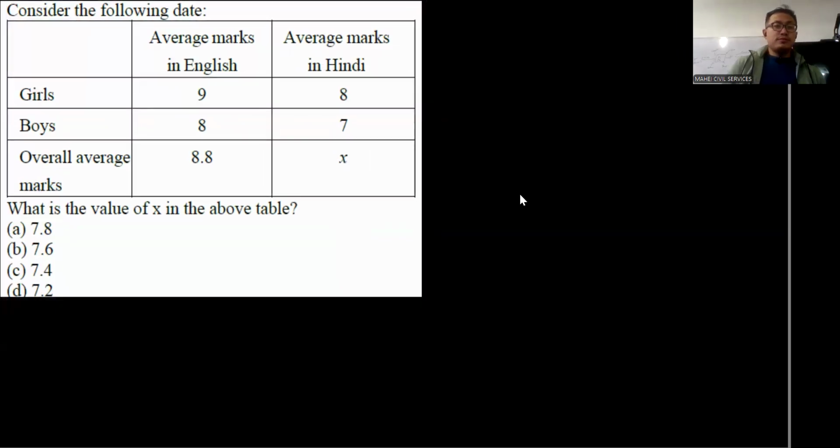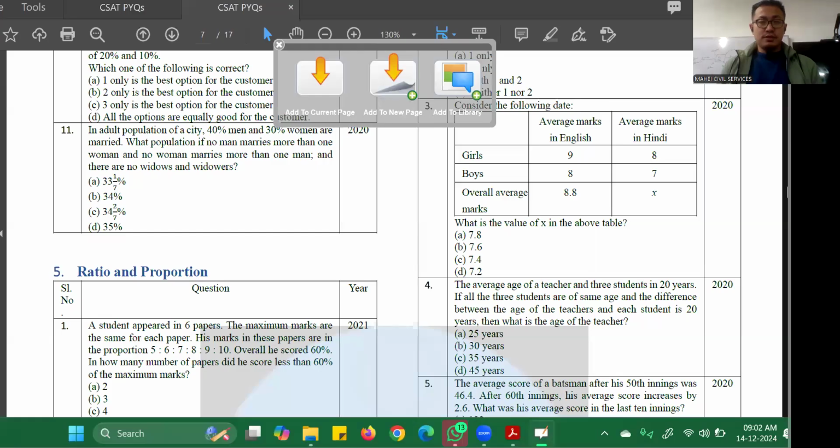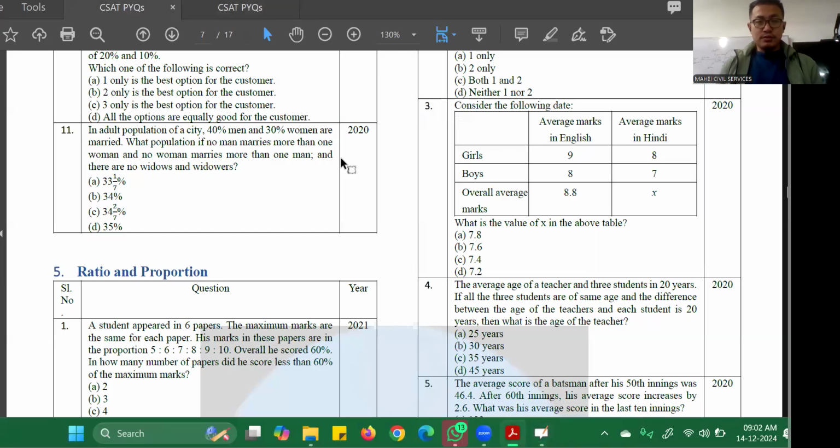So consider the following data. Girls 9, boys 8, overall average 8.8, average marks in. What is the value of x?